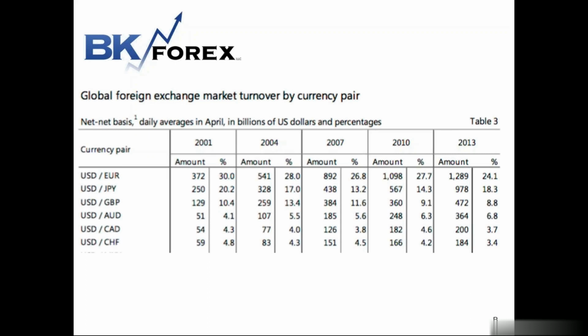Now, to begin, I think it's important to realize that not all currencies are quote unquote made equal. And the reason why I say that is because certain currencies are moving much more than others. And certain currencies have more liquidity.